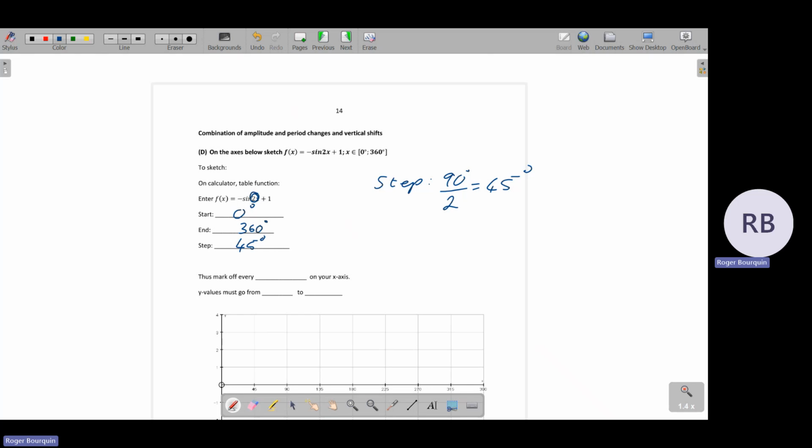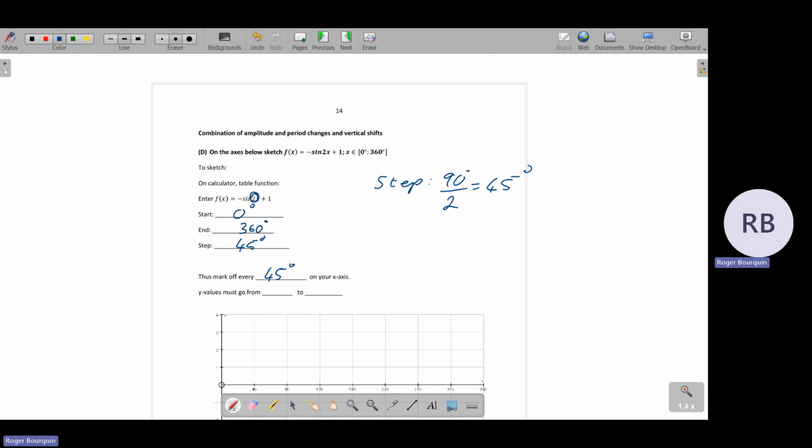So what are you going to mark off on your y-axis? Well, it's going up in ones really. Sorry, I mean that should be x-axis. So on your x-axis, you're going to mark off every 45. We're not going to often give you that actually, guys. So whatever your step is, that's what you need to mark off. That's when something important is going to happen. And by important, I mean a maximum, a minimum, or a 0, right?